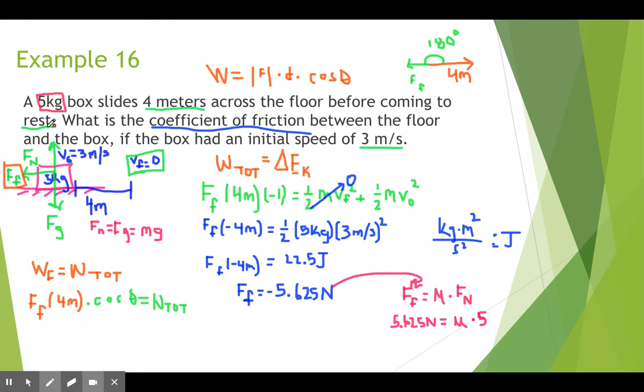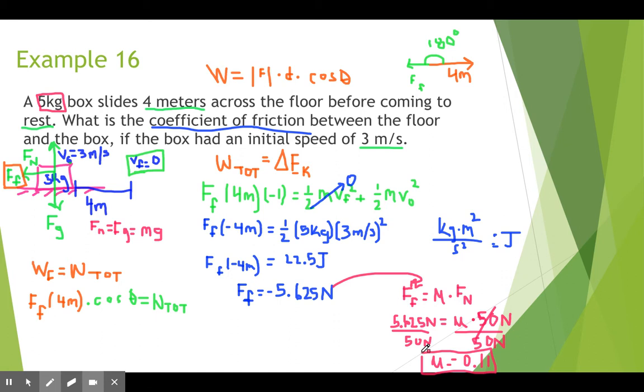5 times our estimate of g, which is 10. 5 times 10, we get 50 newtons. So divide both sides by 50 newtons. The units cancel. We're left with a unitless constant, which is what we're looking for. And we find mu to be 0.11, so something very small. So the coefficient of friction here is 0.11.